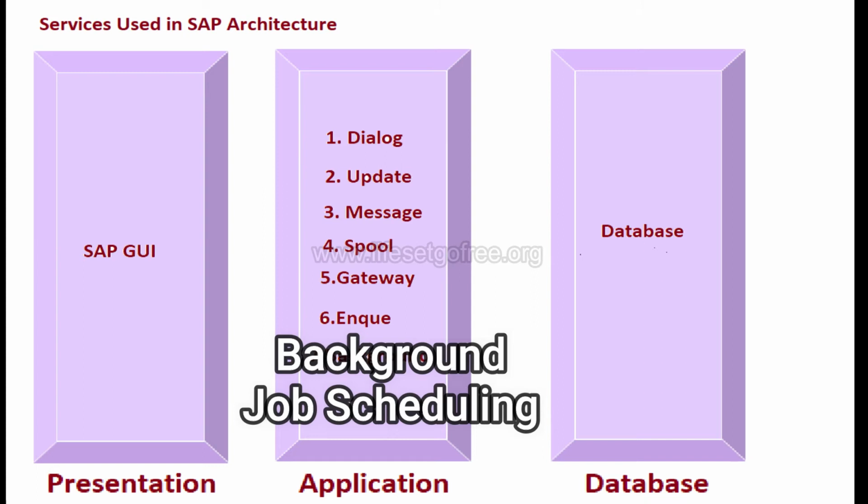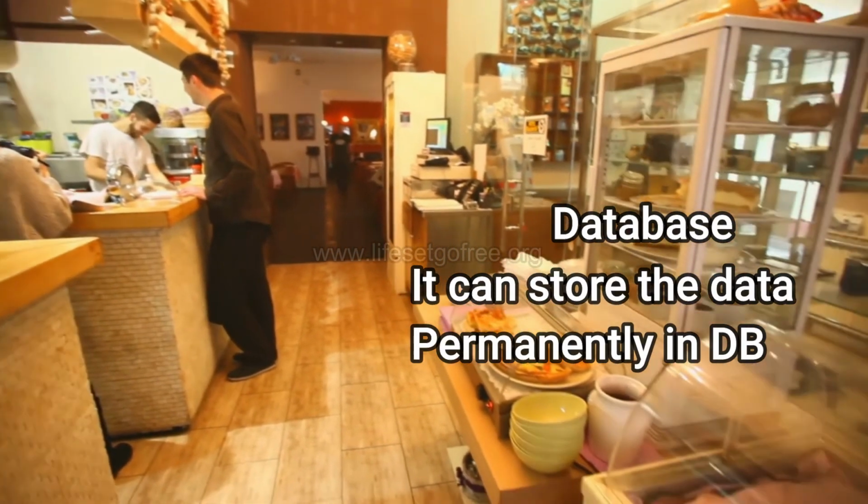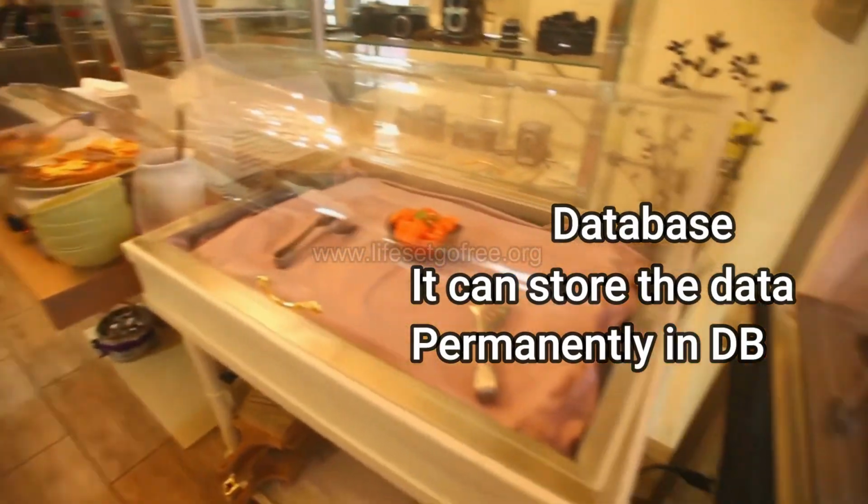So what are the services that you have learned till now? In the presentation server part, it is the SAP GUI service. In the application server part, you have learned dialog service, update service, message service, spool service, gateway service, NQ service, and the background service. Now coming to the database service, it is something related to the database. That means it can store the data permanently in the database.